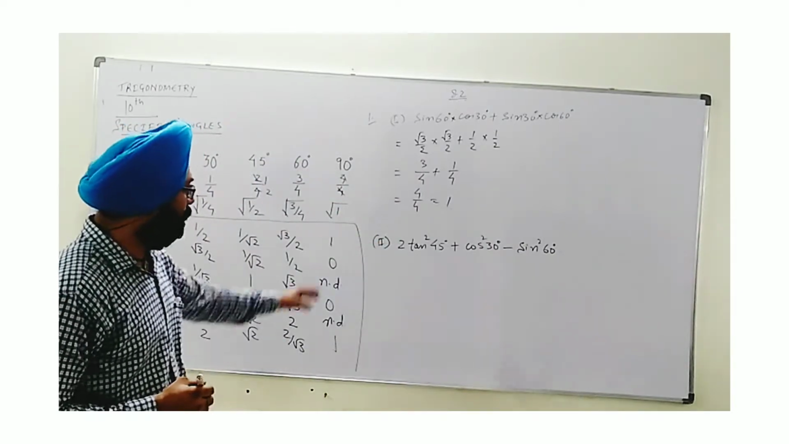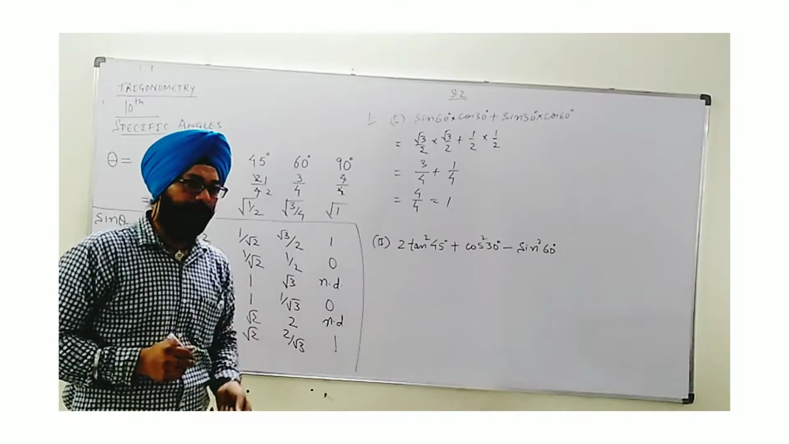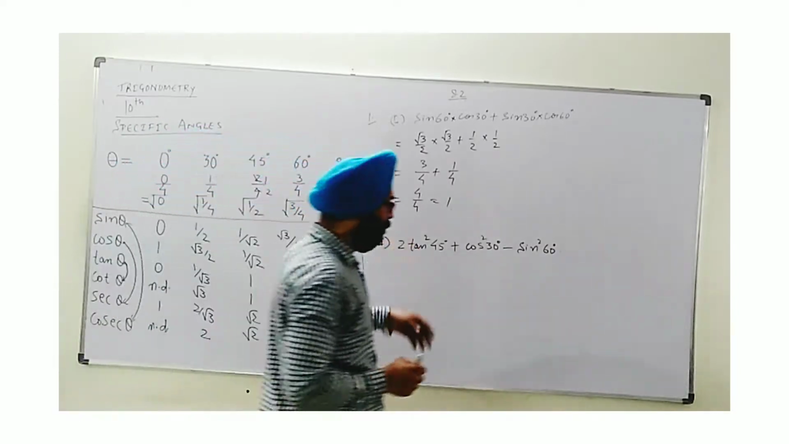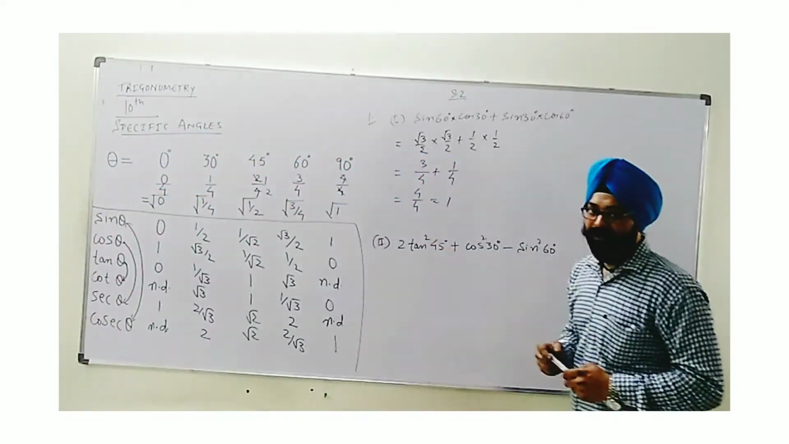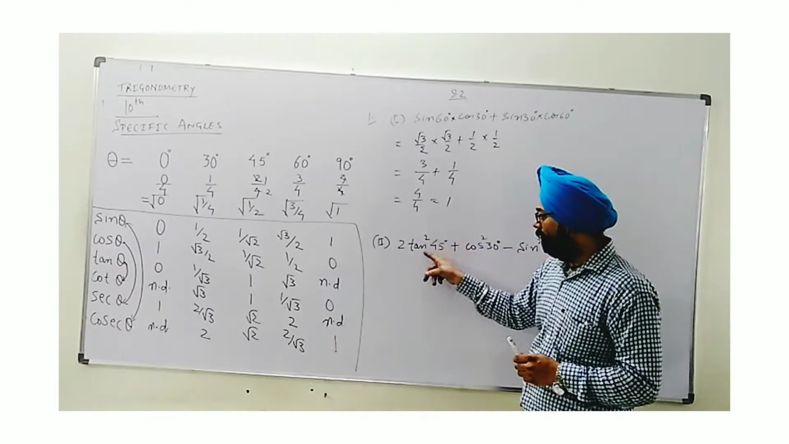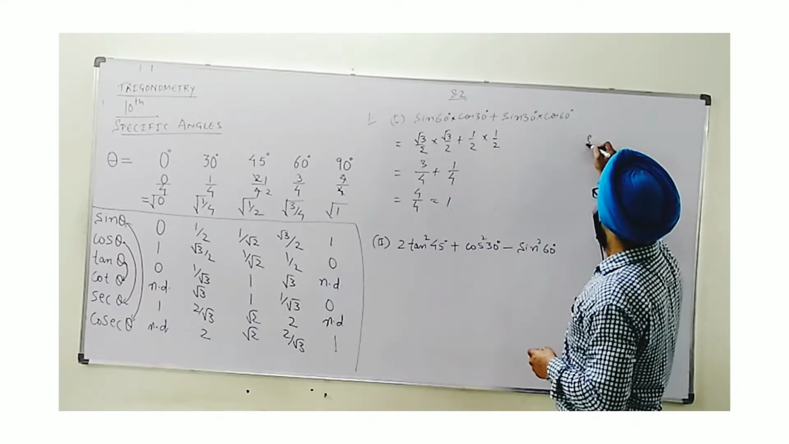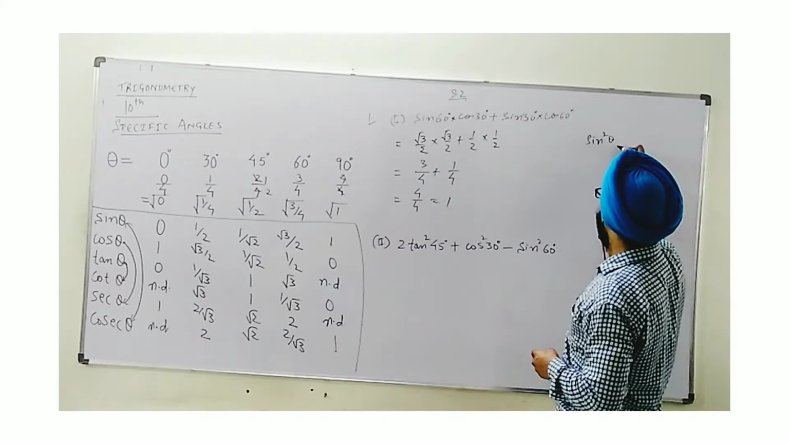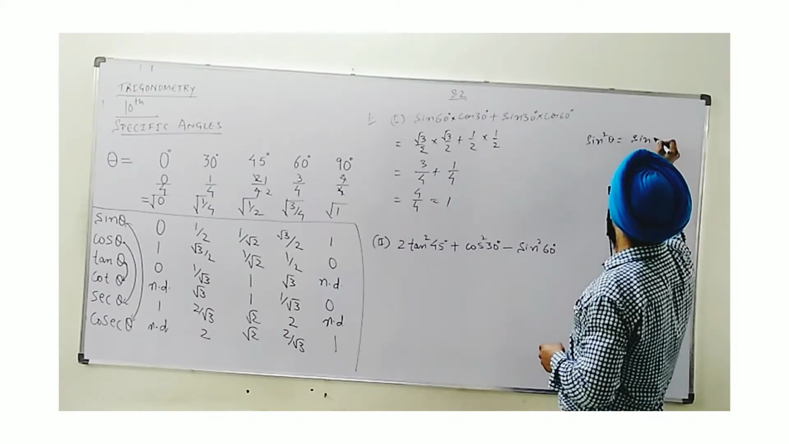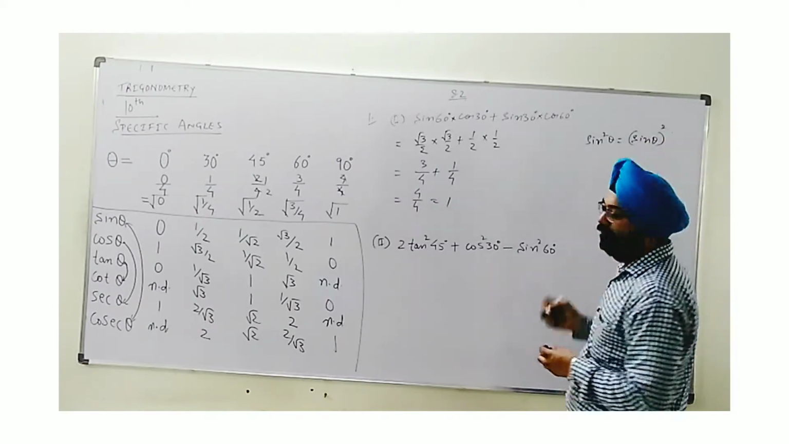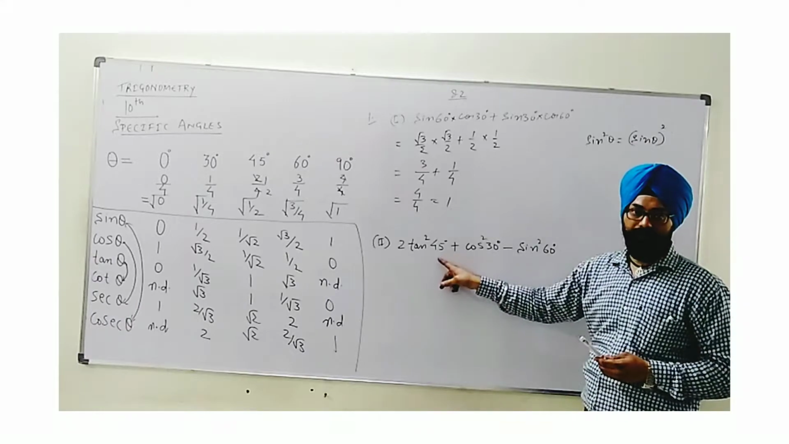The same thing we have to do in the second part of the first question, but it's a bit different. Here we are given a square on the ratio. In the previous lecture I told you that whenever you are given a square on some ratio, like sine square theta, that means a square on the value of sine theta. The same thing you can use here.